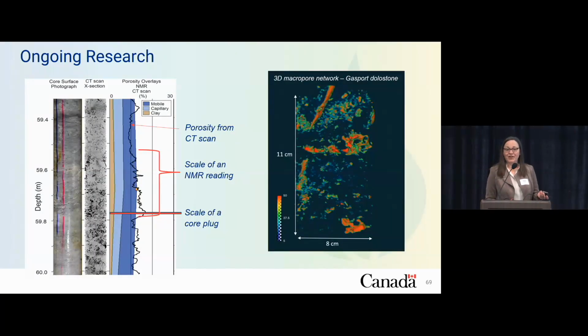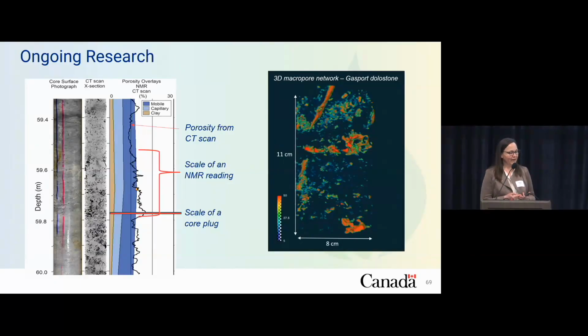So if you look at the image on the left-hand side here, on the far left is a photograph of the core, and then next to it is a cross-section through the core. And on the right-hand side is an overlay of all the different types of porosity that have been measured. The black line represents the core porosity continuously measured along the core at sub-millimeter intervals, and the underlying colors represent the NMR measurement that was taken downhole. And so now we have continuous measurements between the NMR along the borehole wall and the CT scan porosity.